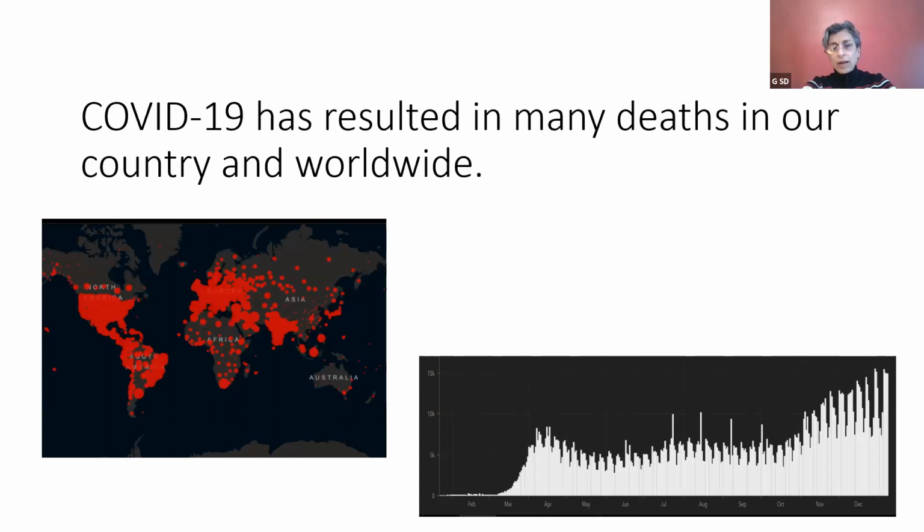As you all are well aware, COVID-19 has resulted in a lot of deaths around our country as well as worldwide. Here you can see that almost every nation on earth or every continent has COVID-19, and death rates have spiked. Say from the beginning of January 2020 to now December, you can see the trend as to the number of death rates in the lower panel out here.